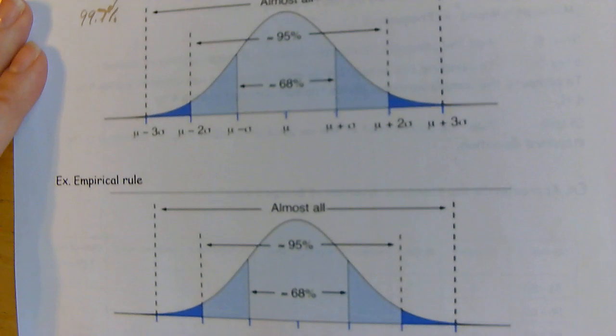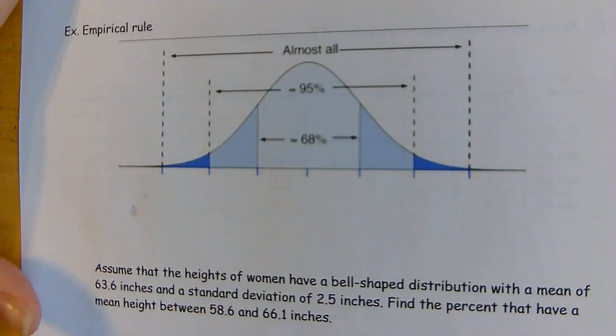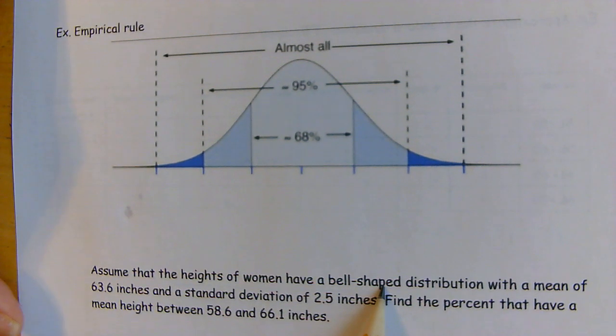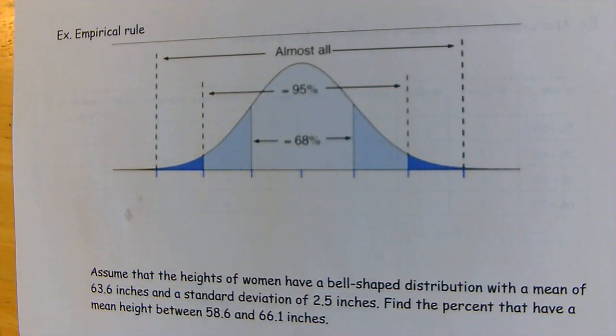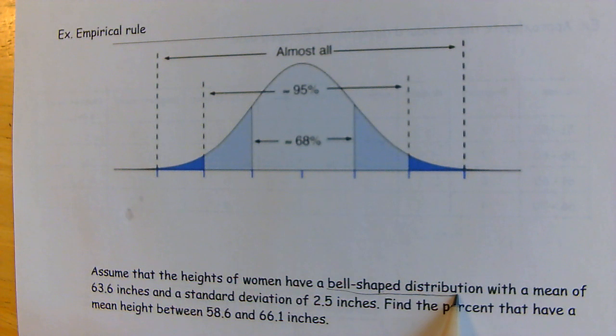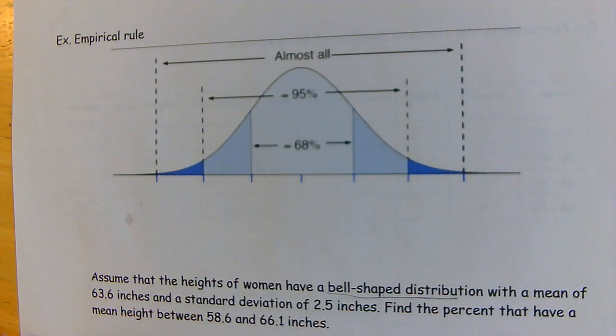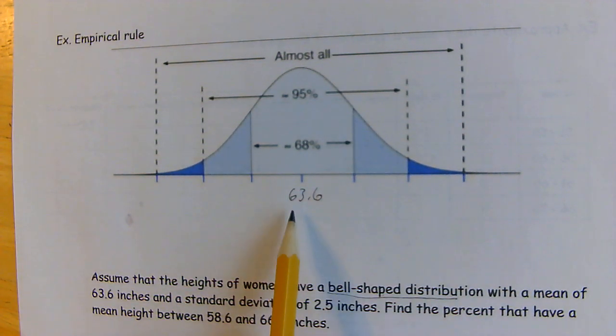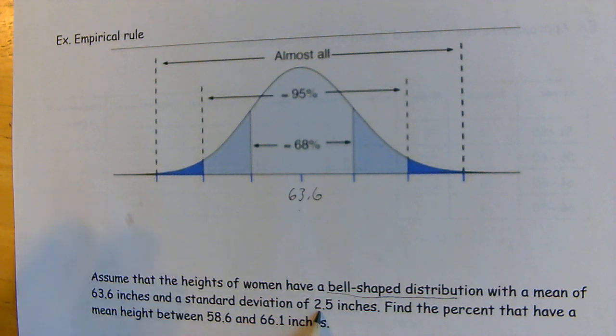So the type of questions you'd be asked is to apply the empirical rule on bell-shaped distributions. So assume the heights of women have a bell-shaped distribution, which means I can use the empirical rule. The mean is 63.6, so that's the middle, that's the mean right there, inches. And the standard deviation is 2.5.